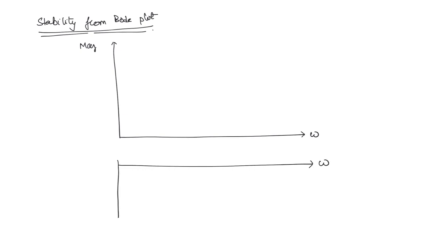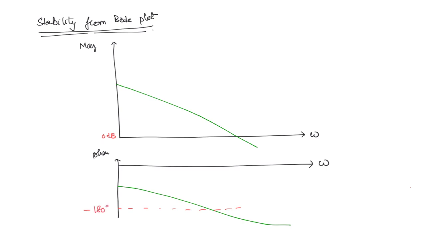So usually the phase is negative, so I am taking it below this omega axis. Now let us say the magnitude is something like this, just for the sake of an example, and the phase you can also take something like this. Now we will mark this as 0 dB, and somewhere here let us take this to be minus 180 degrees. For these functions we will try to find the gain margin as well as the phase margin.